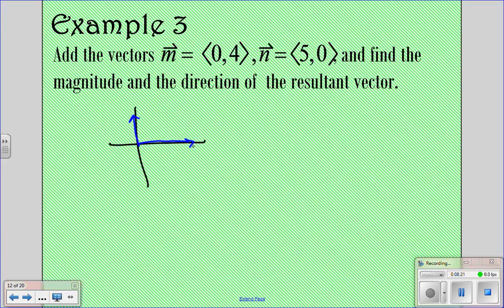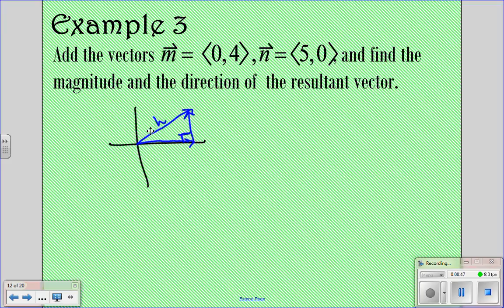Okay? And so I am going to take vector m and move it right there. And I'm going to make the resultant vector, which is the hypotenuse here. And this is a right angle because we had a horizontal line and then a vertical line. And so we can find the magnitude here, and we can find the direction.